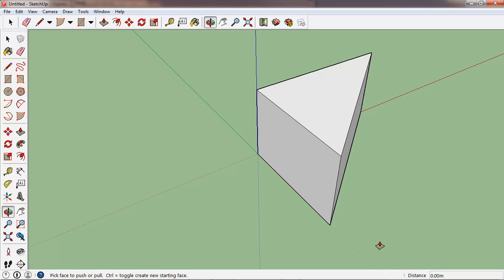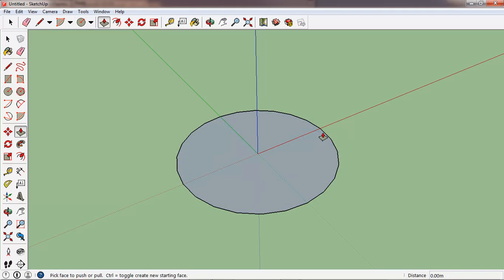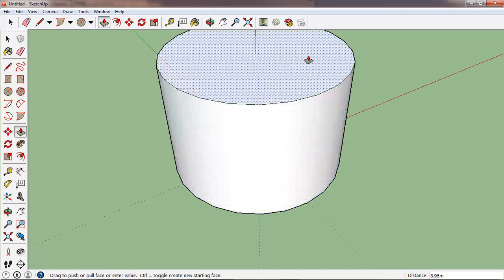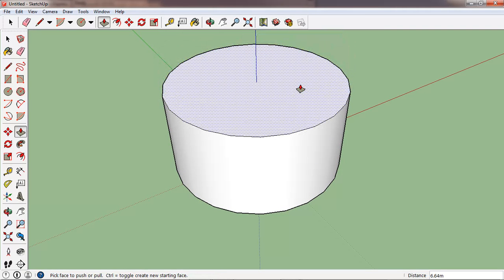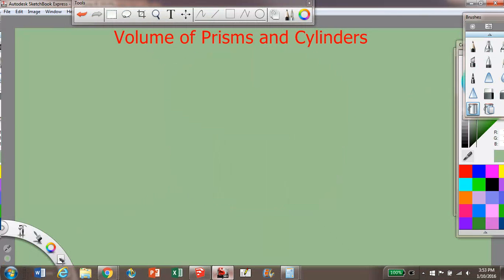Now a cylinder is actually very similar to a prism. It basically is a prism, but our base is going to be a circle. And we take the circle and we stretch it up and make a three-dimensional shape. Okay, so cylinders are made with circles being the bases, but they're made in the same way. Now this is going to be a pretty short video because all prisms and cylinders have the same formula for calculating their volume.